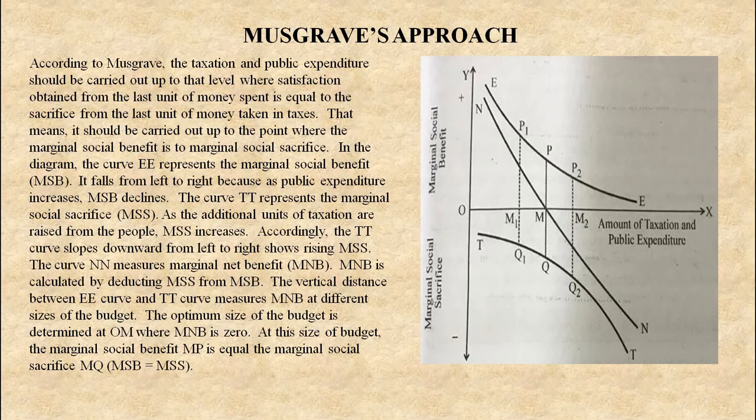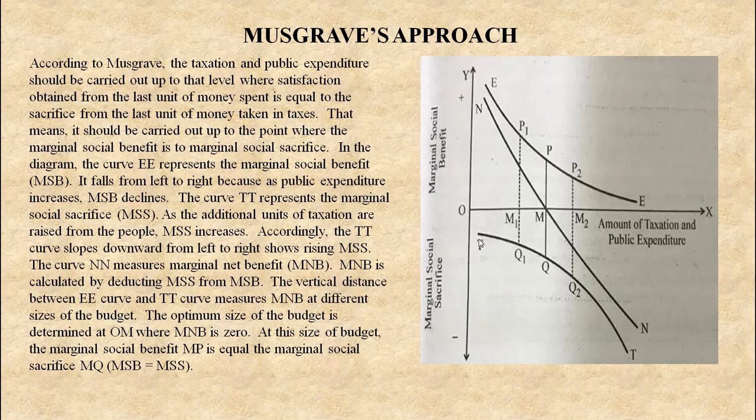Now look at the curve EE. The curve EE represents the marginal social benefits, MSB, of the successive units of money spent as public expenditure, allocated optimally between different public uses. It falls from left to right, because as public expenditure increases, MSB declines. This is about the EE curve, which is the MSB curve.